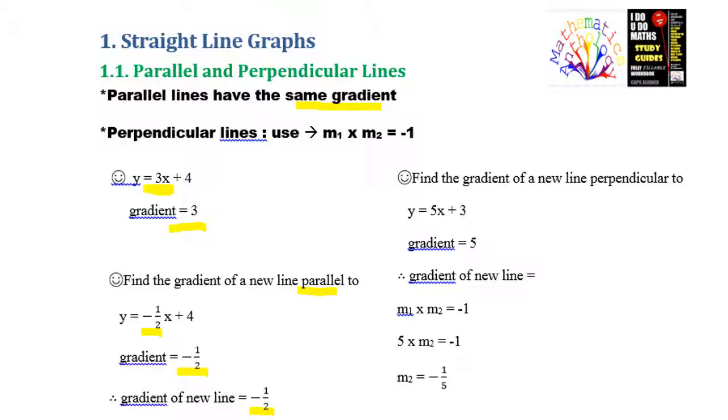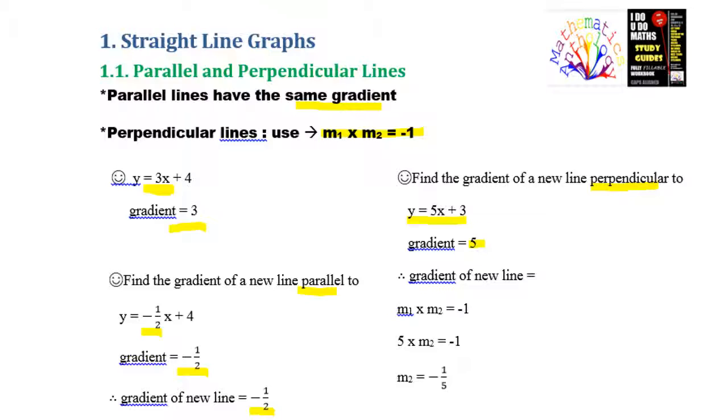Let's find the next one, the gradient of a new line perpendicular to this graph here, y is equal to 5x plus 3. So for perpendicular, we know we need to use this equation here: m1 times m2 is equal to -1. So the gradient of my first graph from this equation is +5. So the gradient of the new line, we need to work this out.